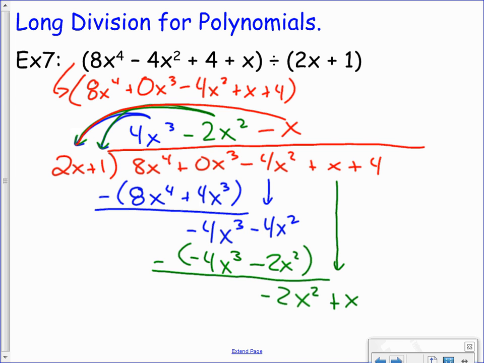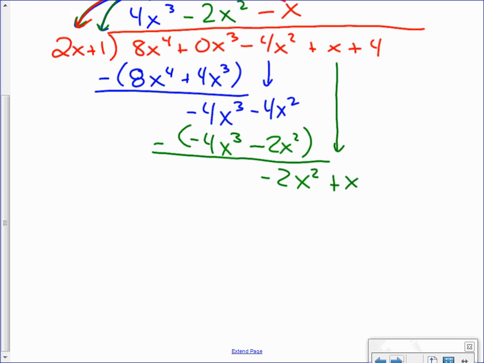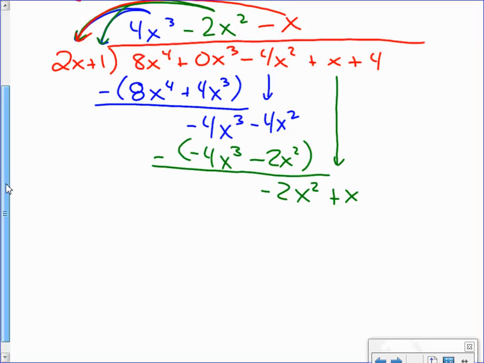Distribute. Now I'm just crossing over my lines. Here we go. Negative 2x squared plus minus x. Now we're subtracting. Is that right? Negative x plus 1 is minus x. Good.